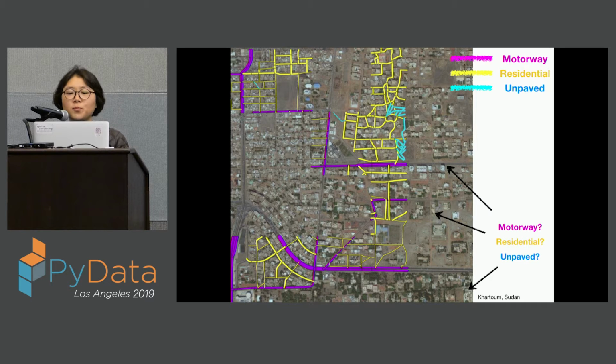The problem would be, given all this training data that we can use, how can we detect the roads that are not segmented by experts? Is it a motorway, a residential way? Is it a paved way? We would like to be able to build a model that can do this work for us.